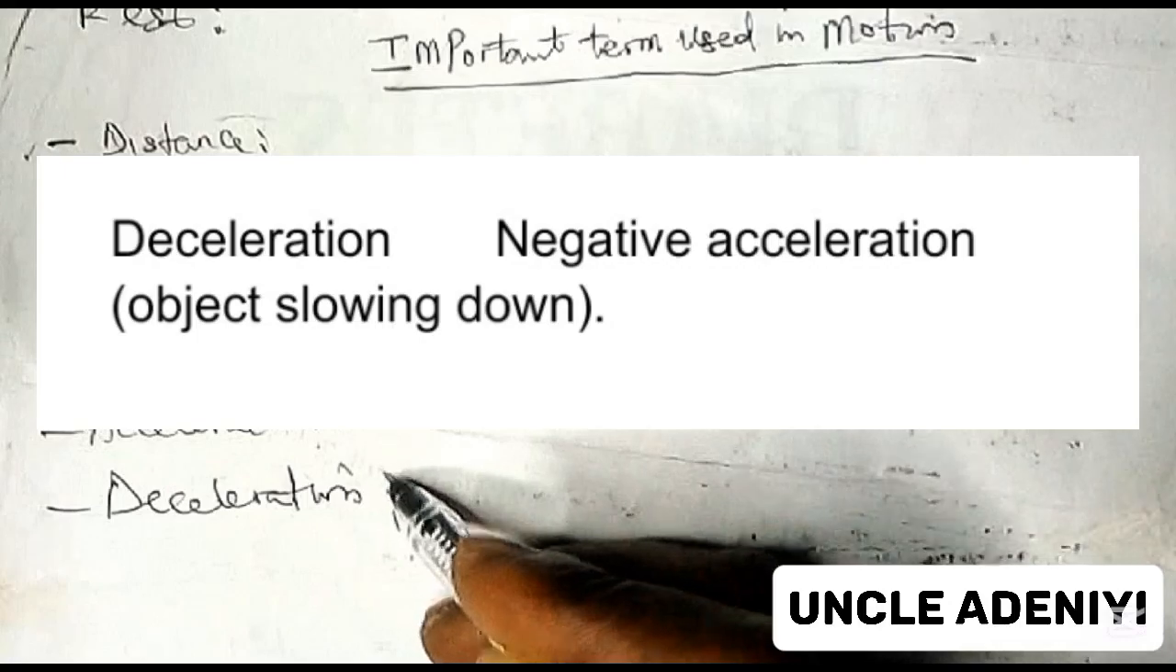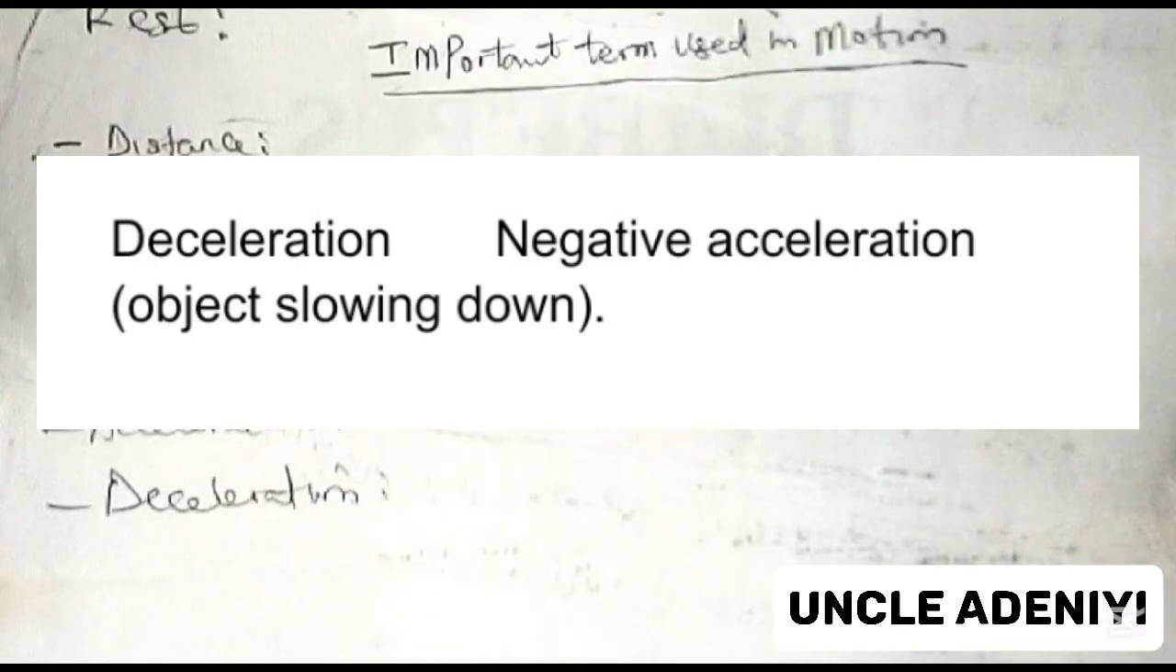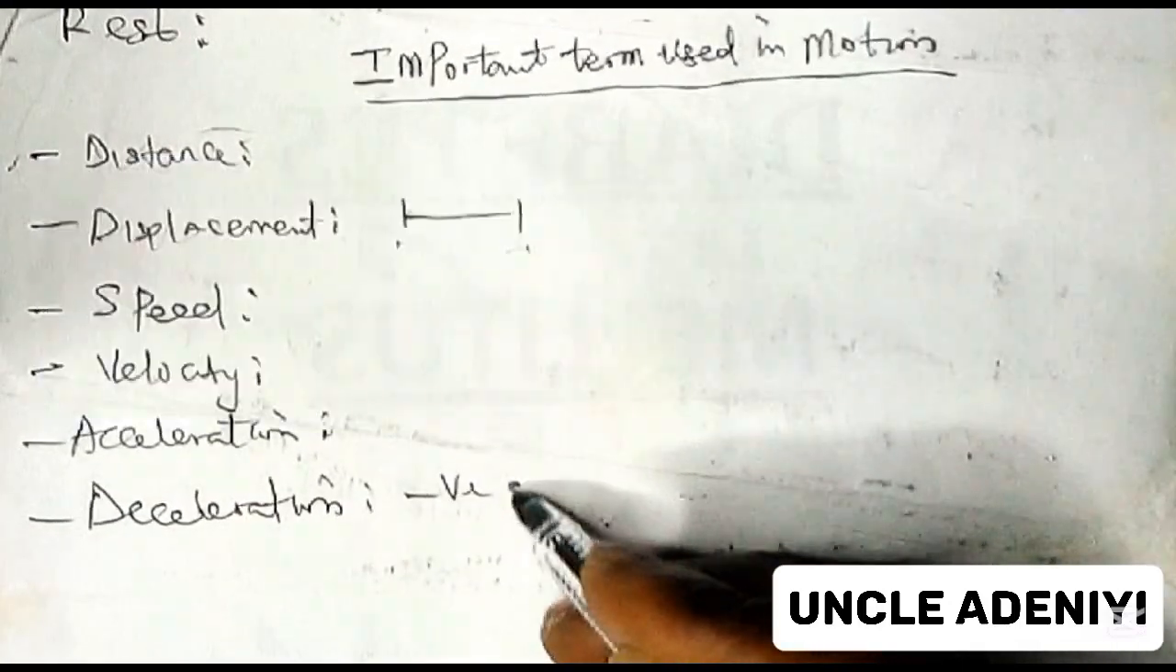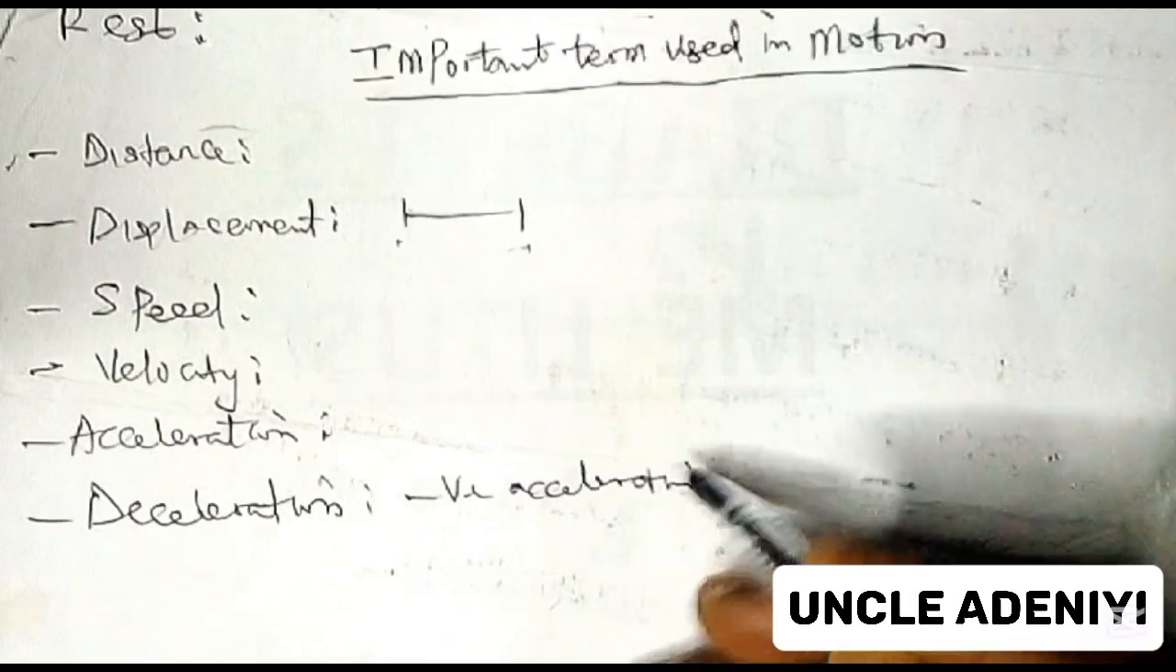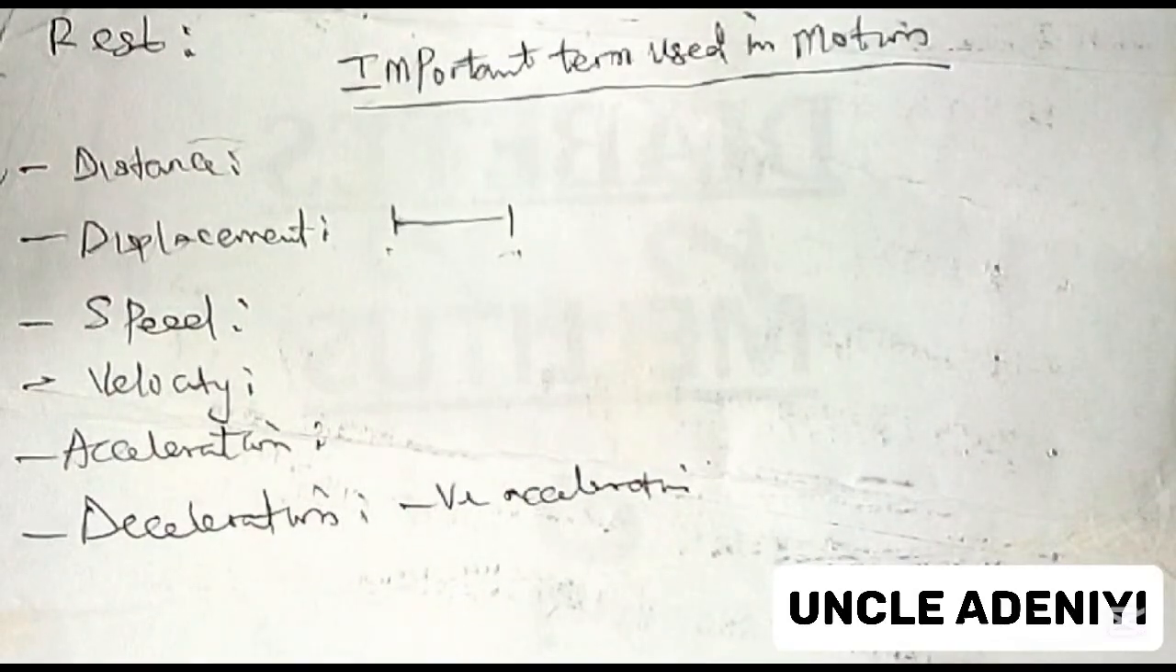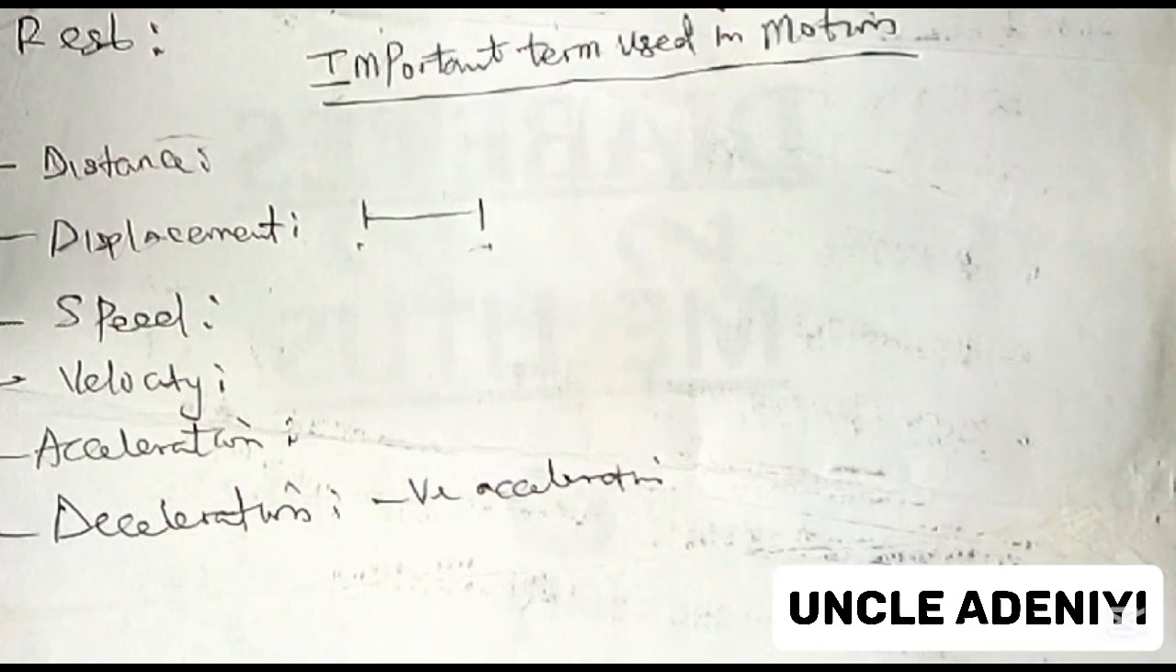Now let's talk about deceleration. Deceleration is what we call negative acceleration. An example of negative acceleration is a car that is slowing down. When a car is slowing down, you can say the car is decelerating. So that is it.